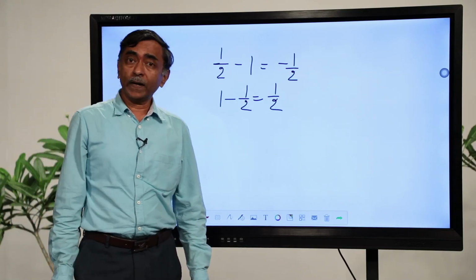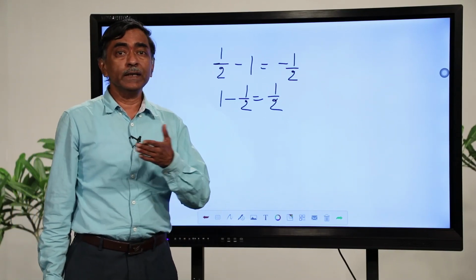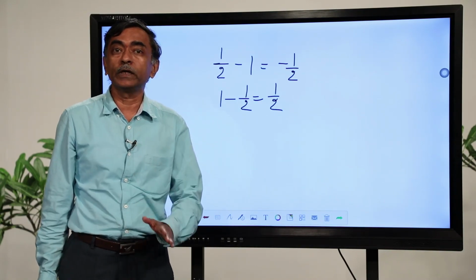So, as far as the addition and multiplication operations are concerned, all these number systems, all these collection of numbers are going to satisfy the commutative property.